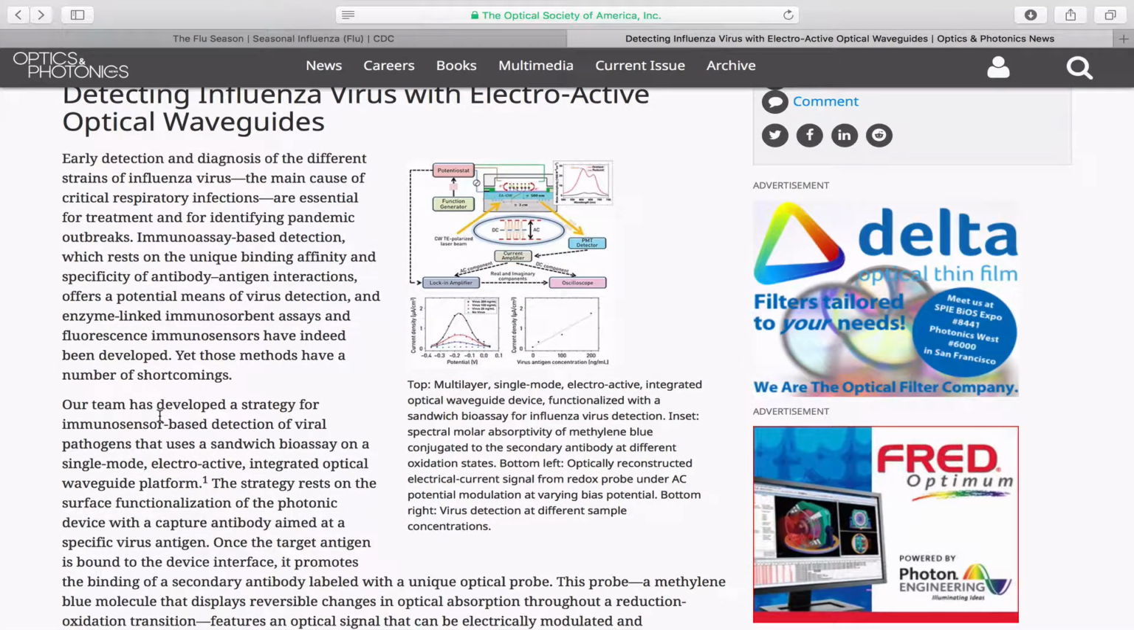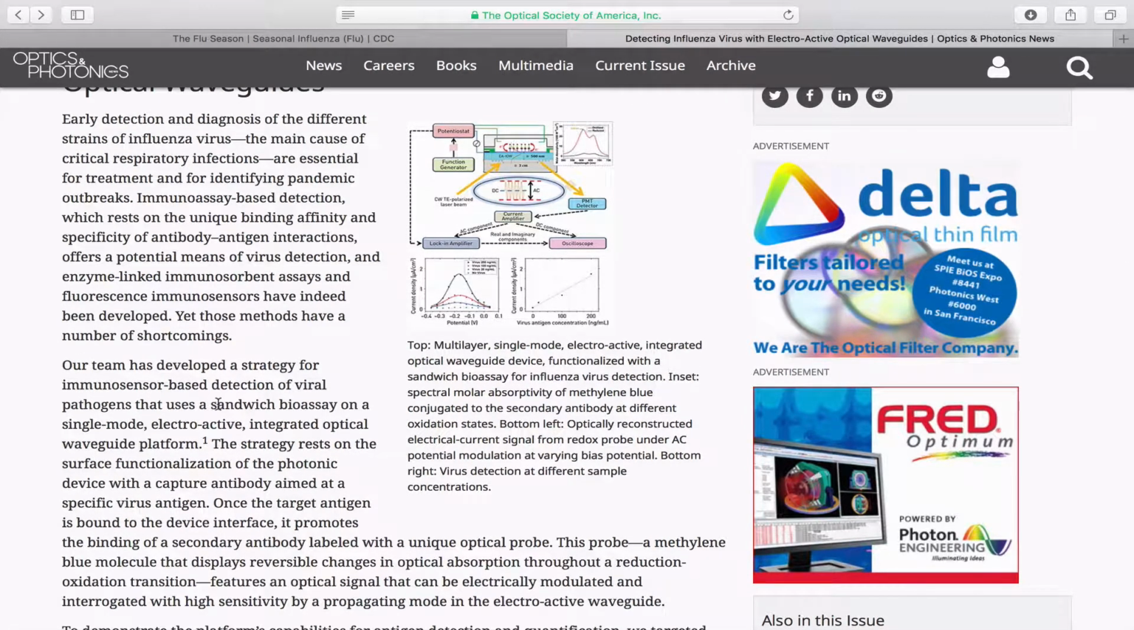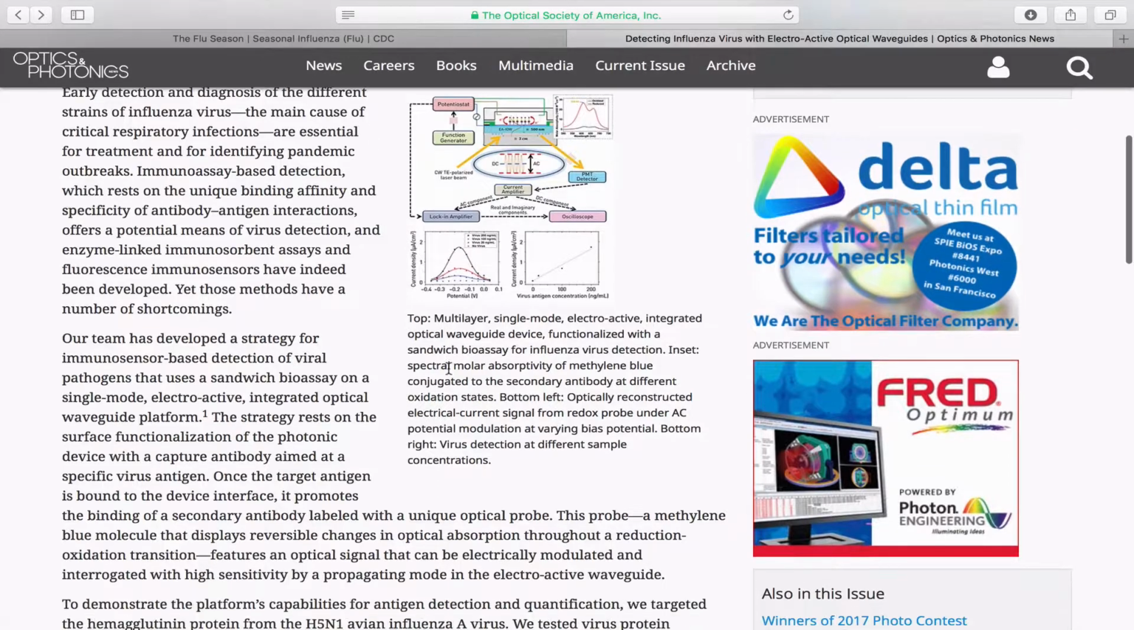So our team has developed a strategy for immunosensor-based detection of viral pathogens that uses a sandwich bioassay on a single node electroactive integrated optical waveguide platform. Now that's a mouthful, but to summarize what immunosensors are, they're compact devices that watch for the formation of antigen antibody complexes. Once these formations are detected, the information is then converted into an electrical signal that is processed and displayed to be monitored.